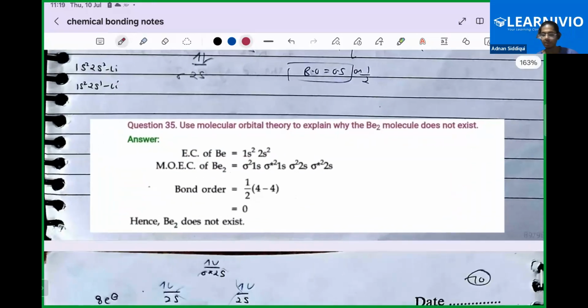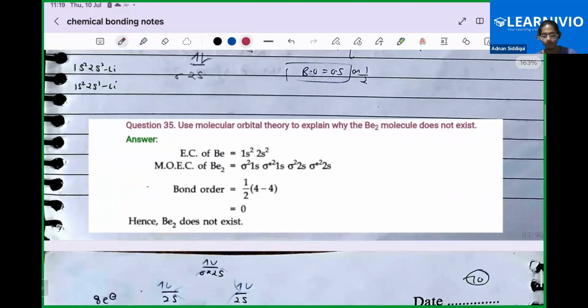So this is your question from your NCERT. Use molecular orbital theory to explain why Be2 molecule does not exist. You can simply use the help of bond order, and you can prove that bond order is zero. And if bond order is zero, there is no bond, so the molecule cannot exist.